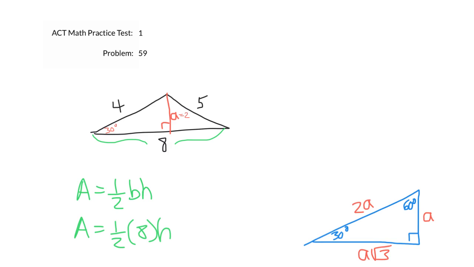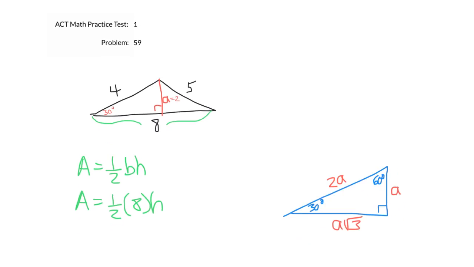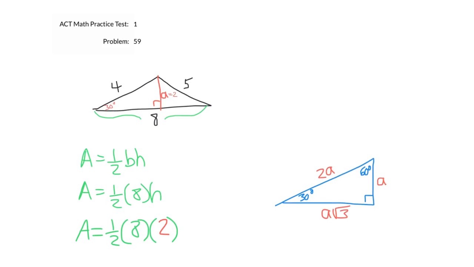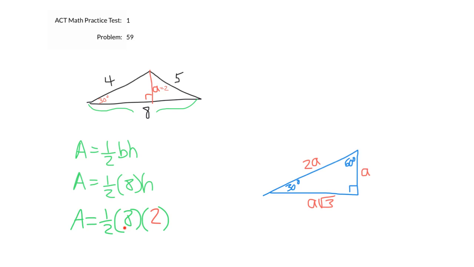Okay. Now, let's go to the next line, therefore, and realize that the area is 1/2 times the base, which is 8, times the height, which is 2. And guess what? We're totally about to solve this one. This is going to be 1/2 times 8, which is 4, times 2, which is 8. So the area equals 8. And that is answer choice C.